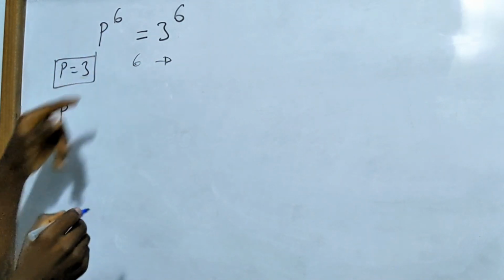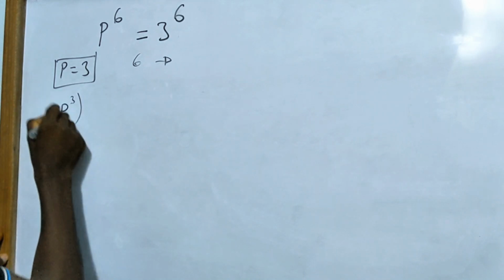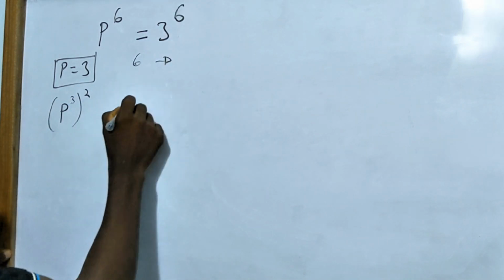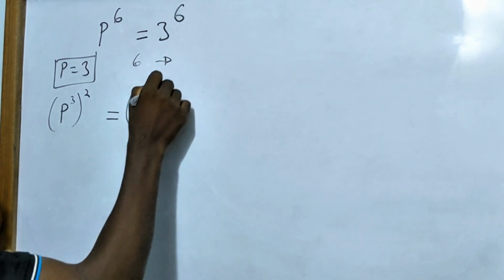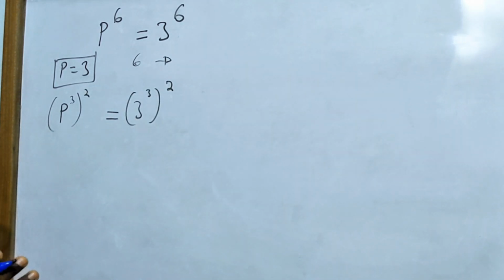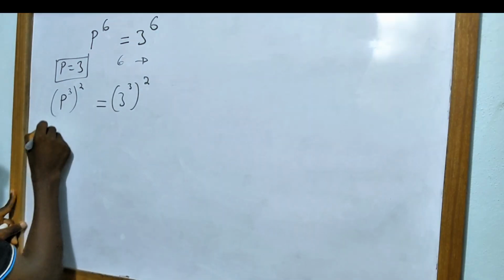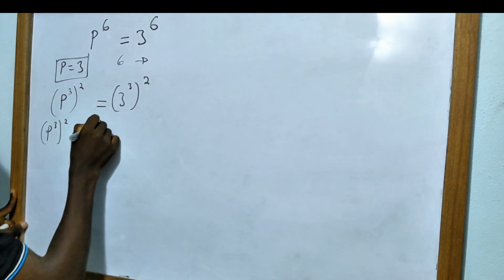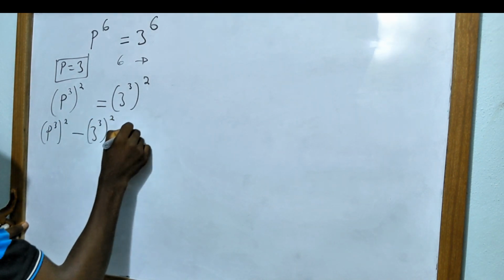We can take p to the power 6 as the same thing as p cubed, all that squared, and 3 to the power 6 is equal to 3 cubed, all that squared. Okay, we can take it like this and solve it. Hence, we bring this one here, so it will be p cubed, all that squared, minus 3 cubed, all that squared, equals 0.